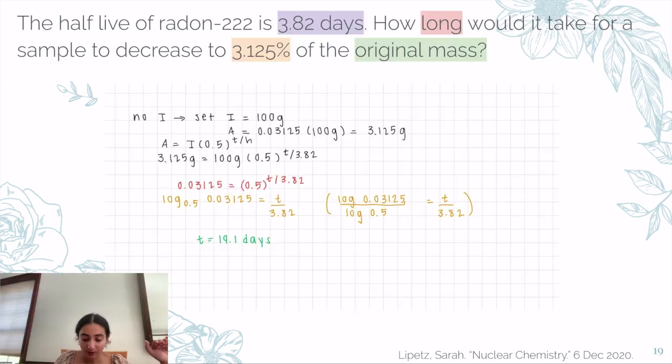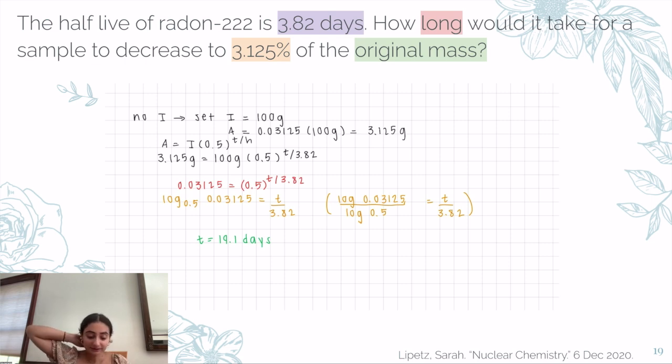Okay, so here is the problem. Basically, if we don't have an original amount, we can set our initial amount to 100 grams or 1,000 grams or whatever you want to do. Mathematically, it's going to work out. So I set my I to 100 grams, and then that made my A, or my amount remaining, 3.125% of that, which is 3.125 grams. And now we have all of our variables except for one.